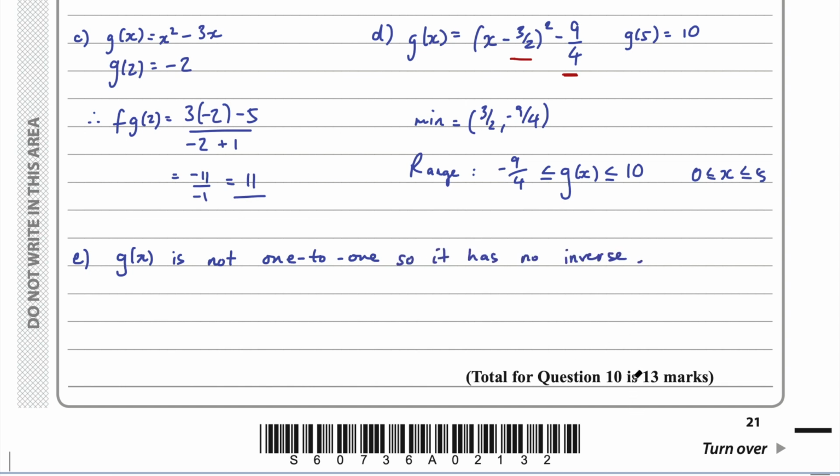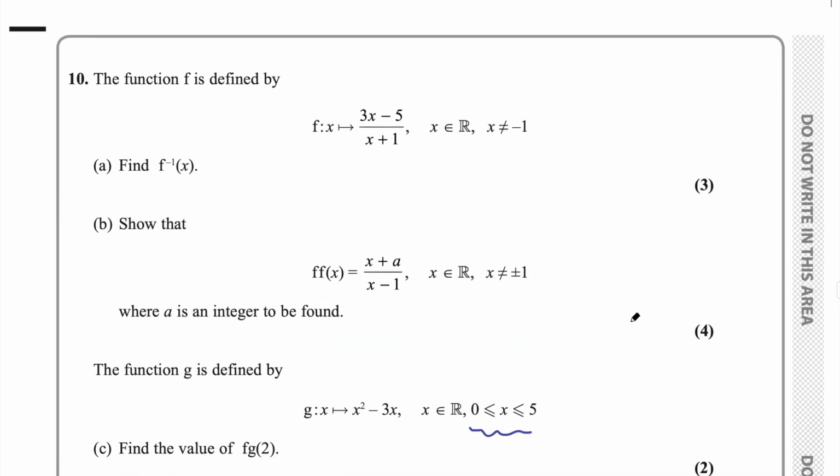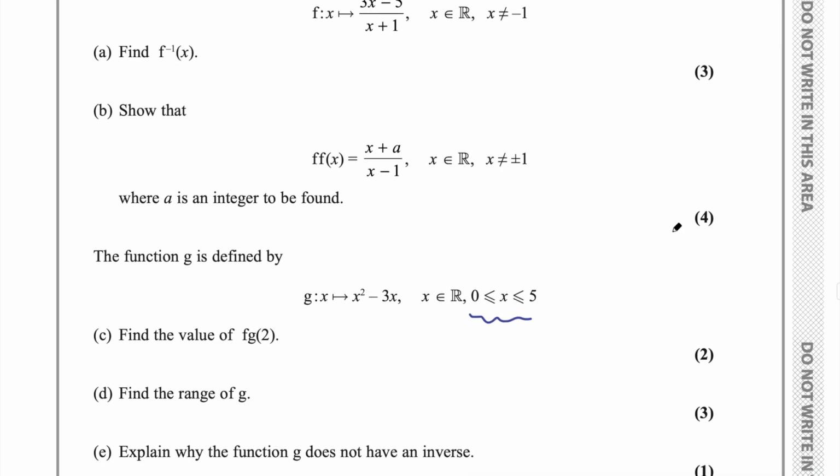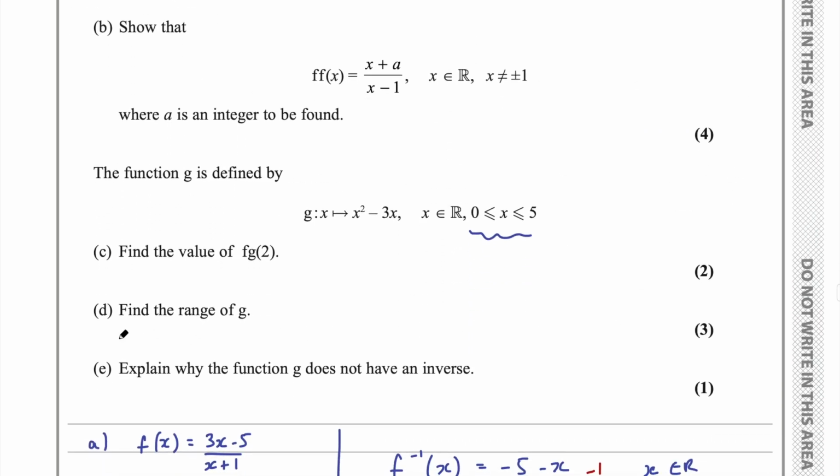All right, that was question 10 for a total of 13 marks. Let's go back and look at the marks again. A was 3, B was 4, C was 2, D was 3, and E was 1.